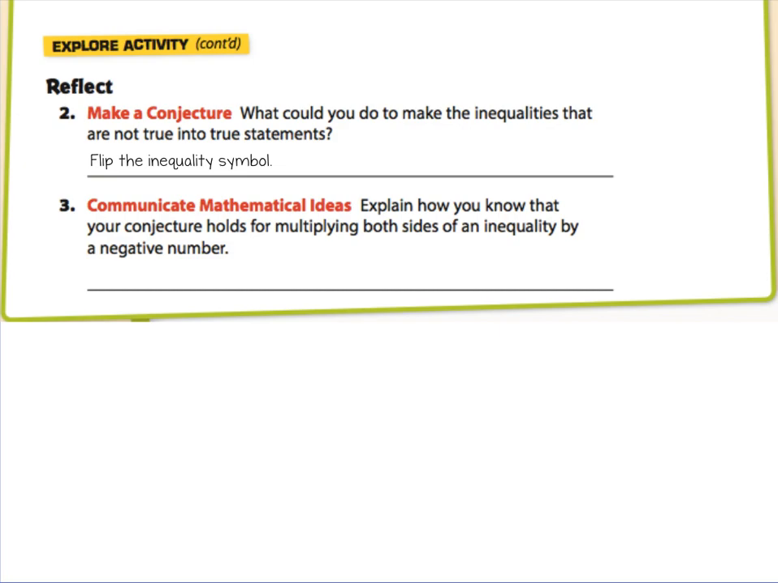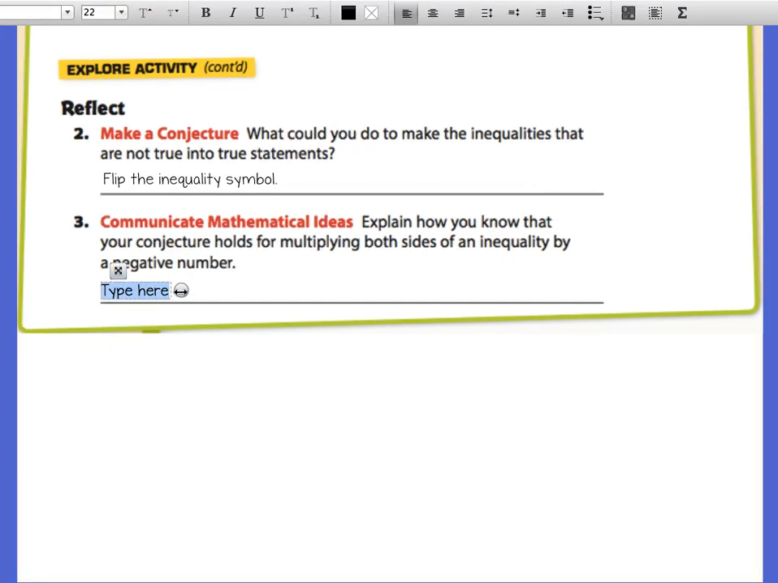Look at your multiplication rules for integers. When you multiply by a negative number, it's going to change the sign. So the rules are the same. Since the rules are the same, it's going to act the same when it comes to an inequality. So yeah, it's going to work for multiplication too. So that same argument that we made for addition and subtraction, we can make for multiplication.